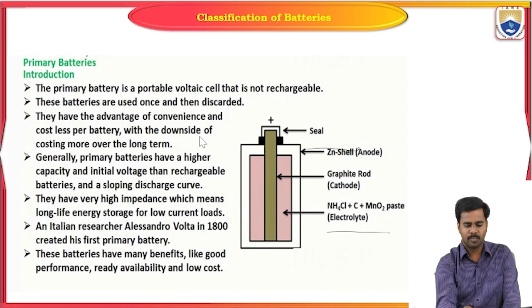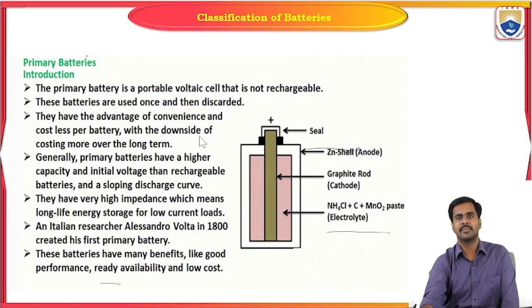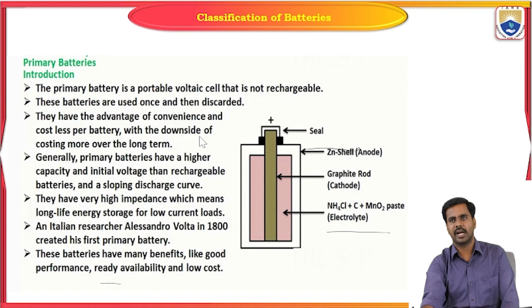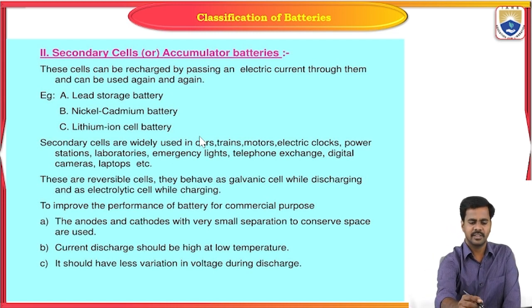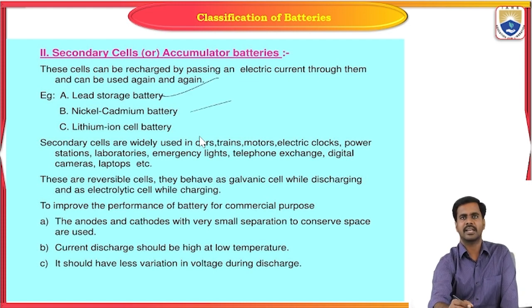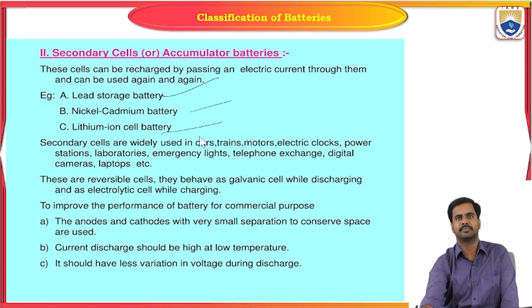And these batteries have many benefits like good performance, high availability, and low cost. Next, coming to the secondary cell, secondary batteries. These are also known as accumulator batteries. This type of battery can be recharged by passing an electrical current through it and can be used again and again. Examples of important secondary batteries are lead acid battery, nickel cadmium battery, and lithium ion battery.